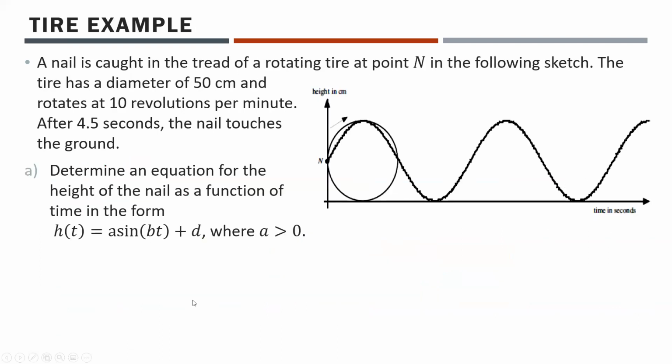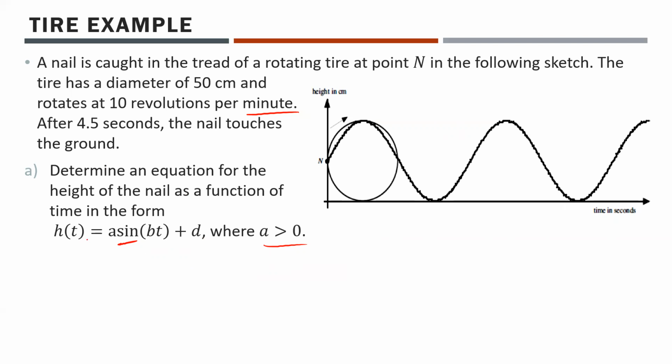One last example here. A nail is caught in the tread of a rotating tire at point N in the following sketch. The tire has a diameter of 50 centimeters and rotates at 10 revolutions per minute. After 4.5 seconds, the nail touches the ground. Interesting. Determine an equation for the height of the nail as a function of time in this form. Notice how it wants us to use sine here. It also wants a to be a positive number. I'm going to let you pause the video here. Give this one a try, and I'll go over it in just a second.